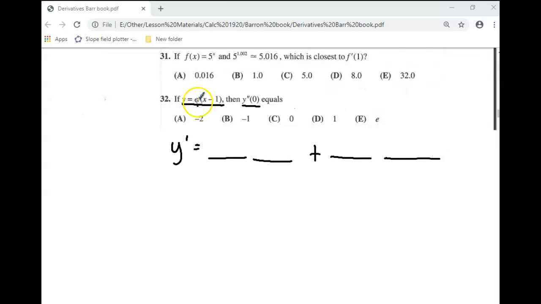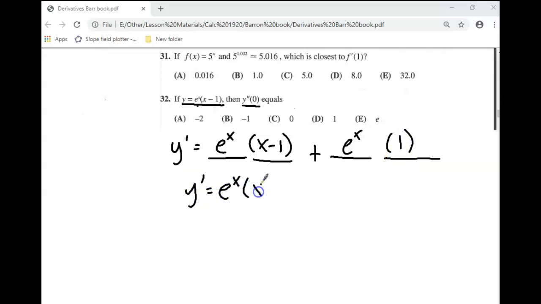So the derivative of e to the x is just e to the x. And then we don't take the derivative of the second part. And then in the next one, we leave the first part the same, but we do take the derivative of the second part. Okay, so there's my first derivative. It's e to the x times x minus 1 plus e to the x.